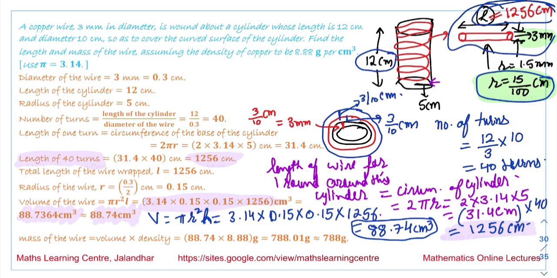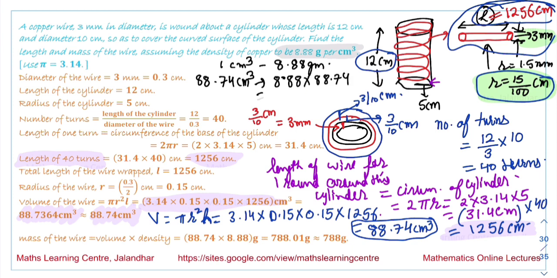Next, it is given that the density is 8.8 gram per centimeter cube. It means for 1 centimeter cube, the weight is 8.88 gram. How much quantity do we have? It is 88.74 centimeter cube. So the weight will be 8.88 into 88.74, and the answer comes out to be 788.01, and that is equal to 788 grams approximately.